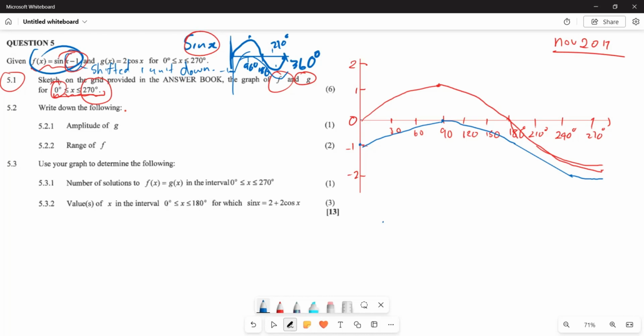Now let's move to the second one. What is important is the graph that is required of us to draw. It is basically this blue one, right? So the graph of sine of x subtract 1 is going to look something like this. And now let's look at the second graph, which is 2 cos x, right?